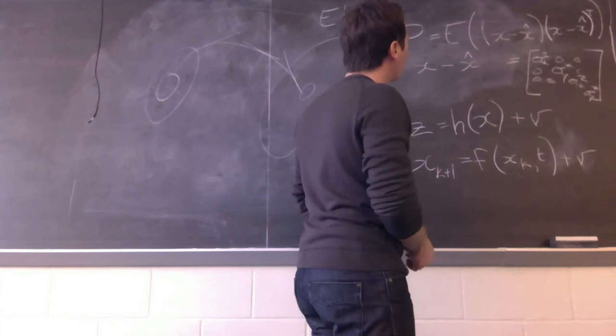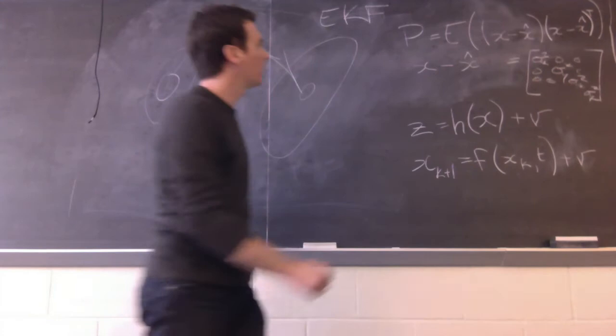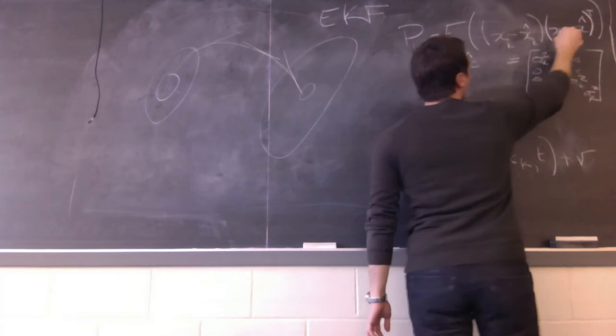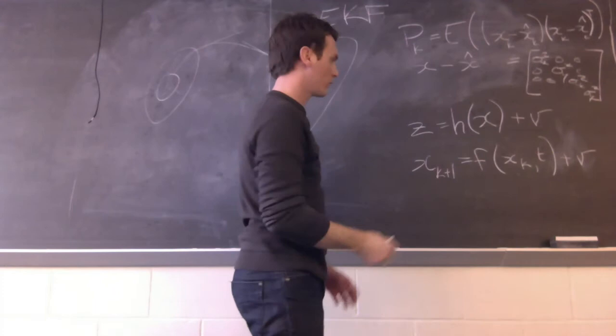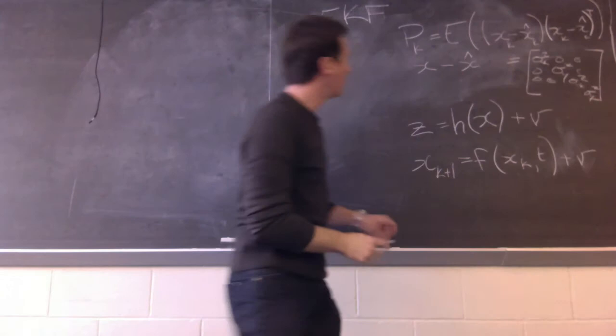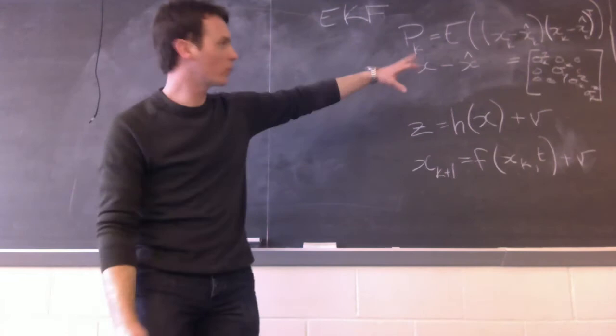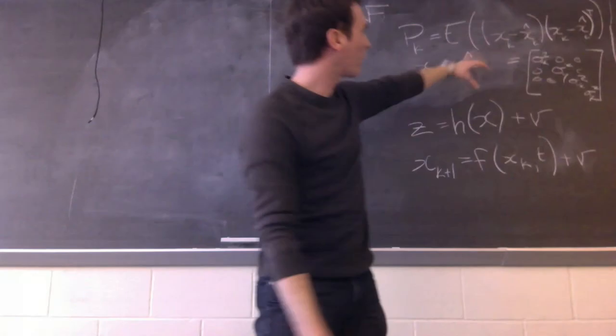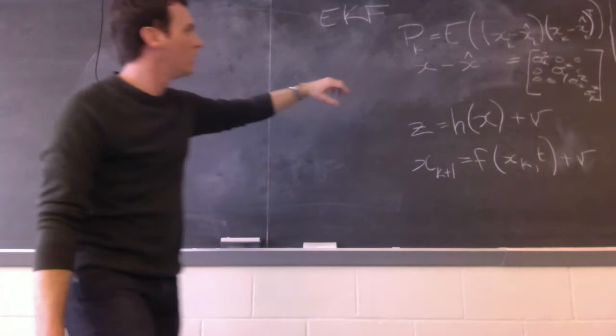So let's say that we're going from K to K plus 1. So if this is K, what on earth is P of K plus 1? So to do this, what we would need to know is the truth, which obviously we never know. And then our estimate, which is easy to know. But we can look at just this little error by itself.